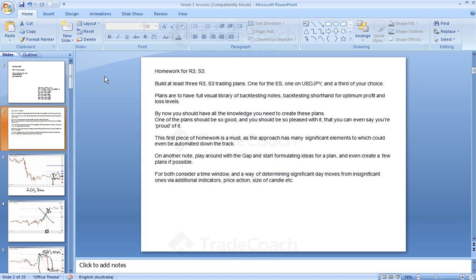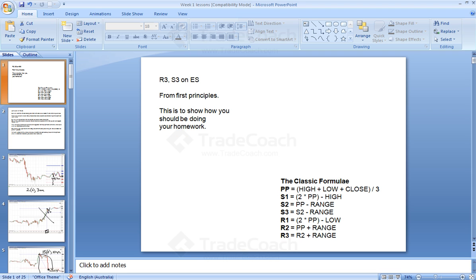The simplicity of this approach could be automated down the track if you want to go that way. Next week I'll also hint about the gap, and we'll start looking at that as well. But that should be enough to keep you well and truly busy.